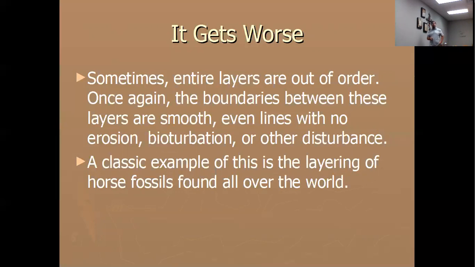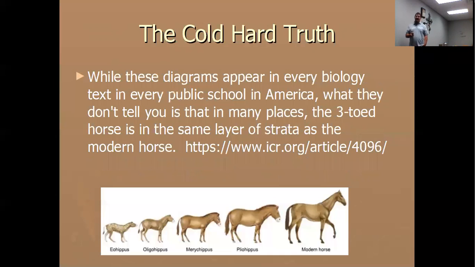Anyway, so the boundaries between these layers are smooth, even lines, no erosion, no bioturbation, no other disturbance to speak of. Okay. And again, we don't always find fossils in a particular order.